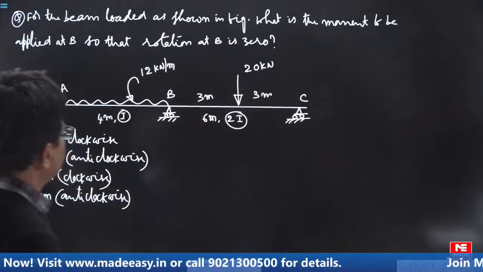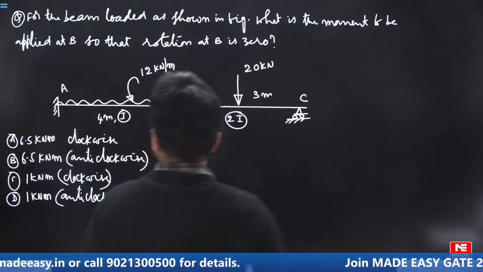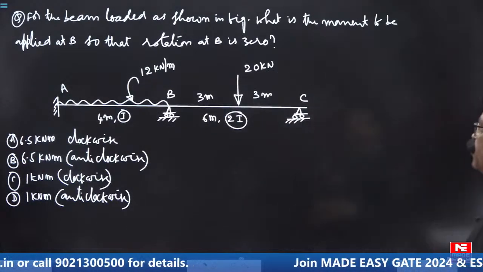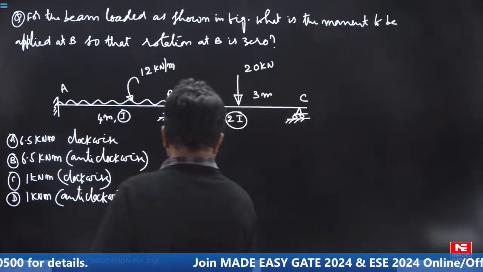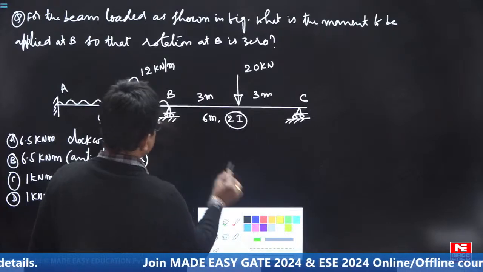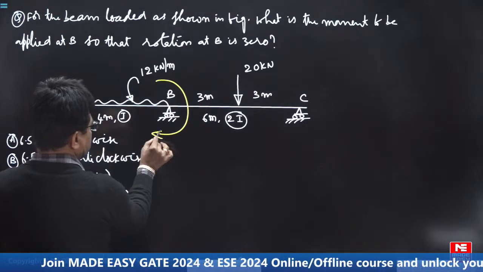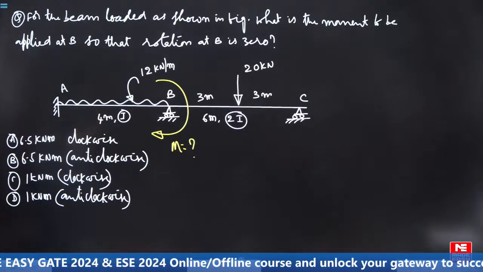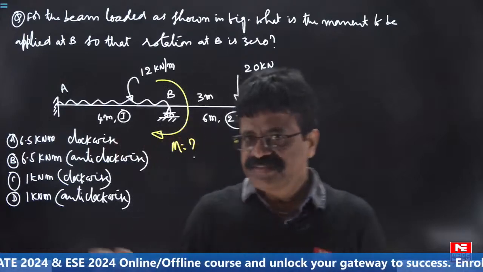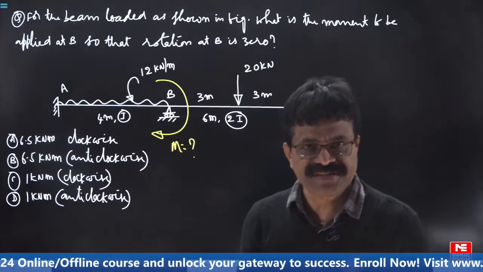For the beam loaded as shown in the figure, what is the moment to be applied at B so that the rotation at B is 0? How much moment M we have to apply, either clockwise or anti-clockwise, so that the rotation at B is 0. Such questions come. Rotation at B 0 means where will you make the rotation 0?